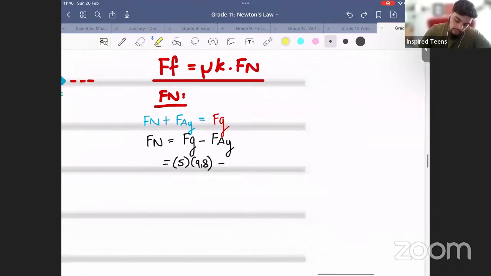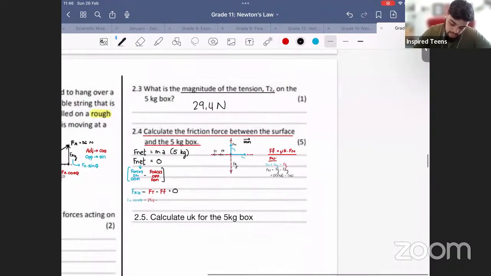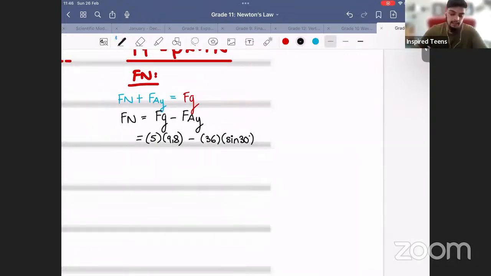Now we're solving here. We know that FAy is actually FA, which is 36, I believe, 36 times sine 30. I'm going to do this calculation entirely in my calculator and get one final answer. Please check if I am correct. Right, I'm getting 31 newtons.